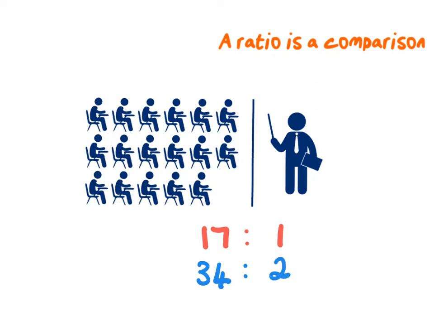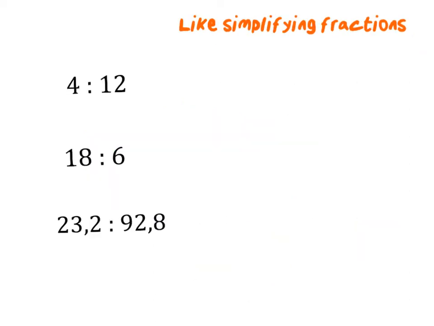17 over 1 is the simplified ratio, and this is what we're going to look at in the next couple of slides. Simplifying ratios works exactly like simplifying fractions. So here we are comparing 4 to 12, almost like when we had a fraction of 4 over 12. To simplify the fraction of 4 over 12, you would find a common factor that divides into both 4 and 12, which in this case is 4. Dividing both of them by 4 will give me a simplified fraction of 1 over 3.